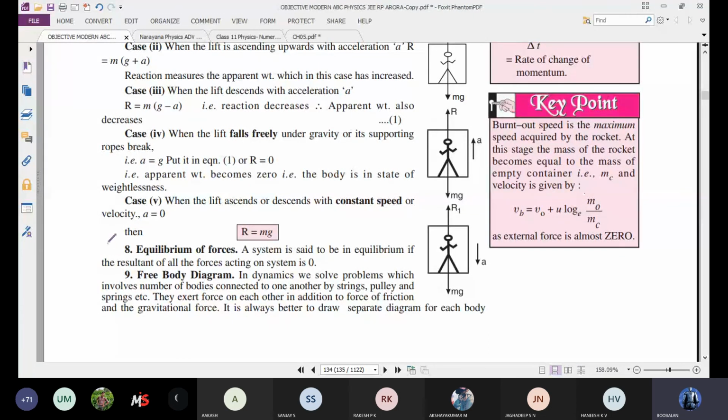So this one also please take a note. The equilibrium of a force. A system is said to be in equilibrium if the resultant of all the forces acting on the system is 0. The resultant force, equilibrium means F value equal to 0. Please note it.